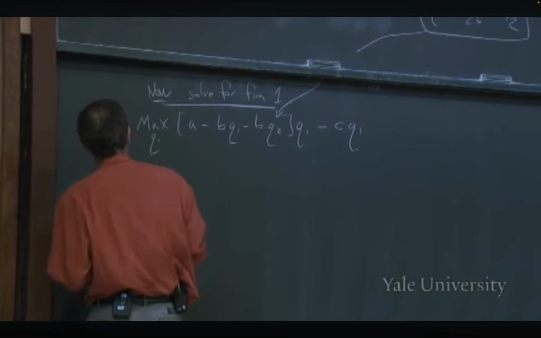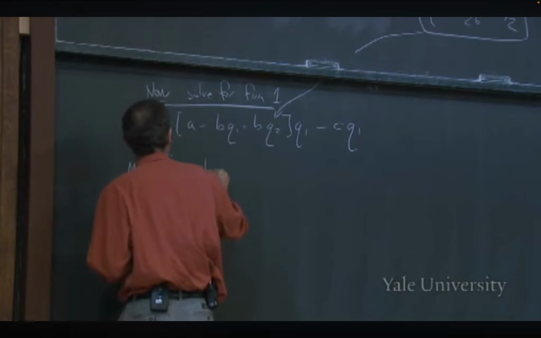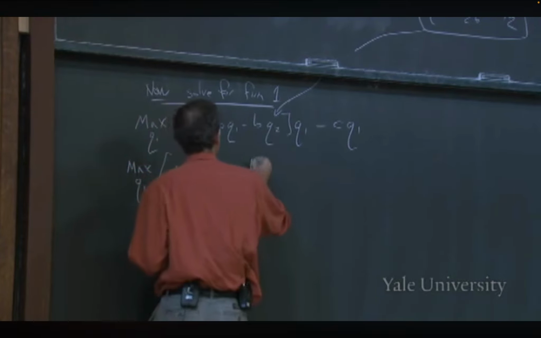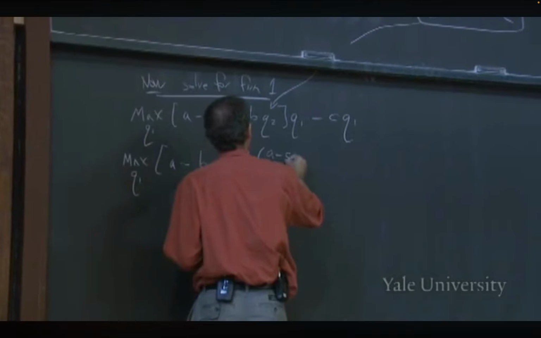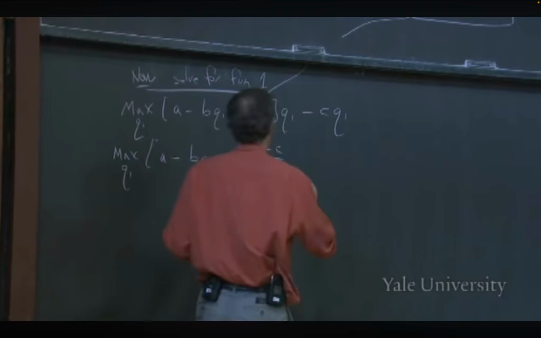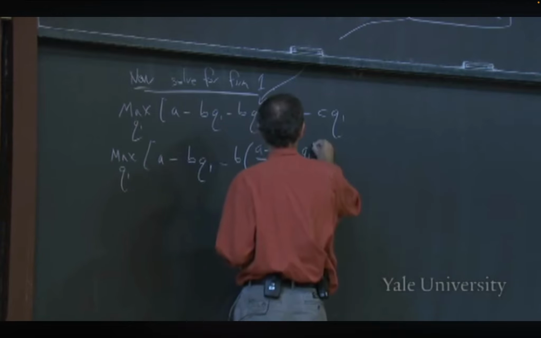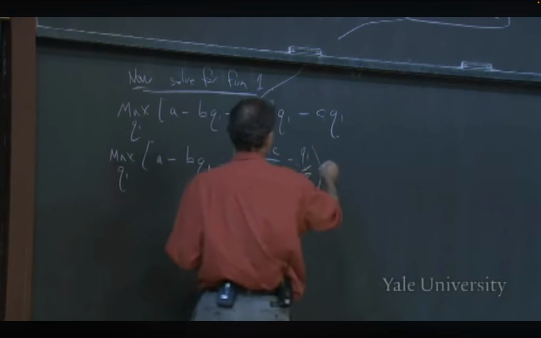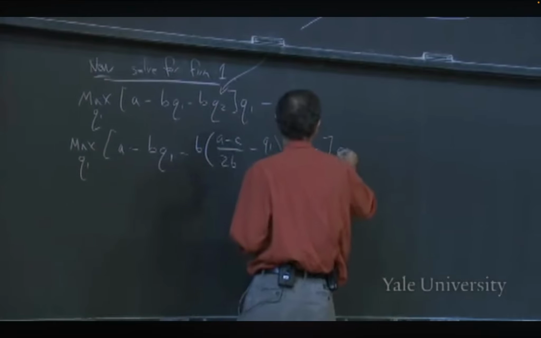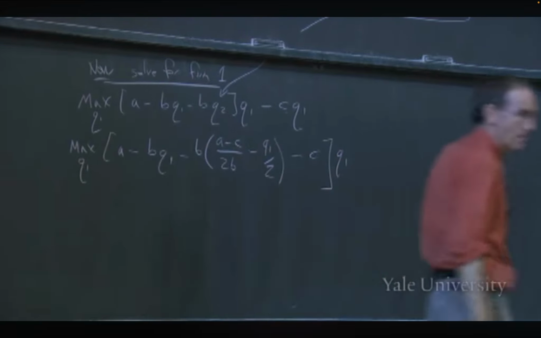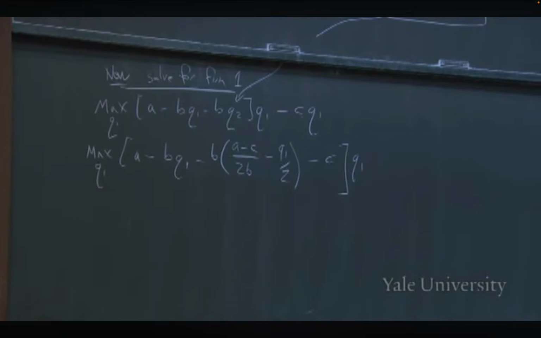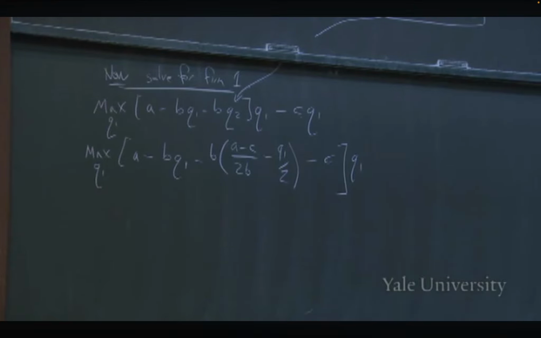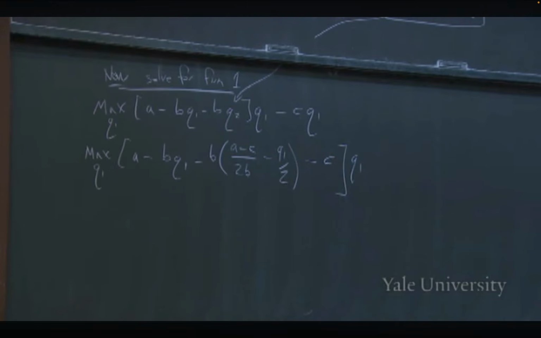So we're going to get max over Q1 of A minus B Q1 minus B, big bracket, (A minus C) over 2B minus Q1 over 2. Why don't I put this C inside the bracket as well while I'm here? So, minus C, close bracket, times Q1. Everyone okay with that? I'm doing algebra on the board, which is not fun, but it's useful to do occasionally. So eventually, what are we going to do? We're going to differentiate this thing, set it equal to 0, look at our first order condition, and so on, just as we normally would. Basically, we're going to use 112 level calculus to solve this.